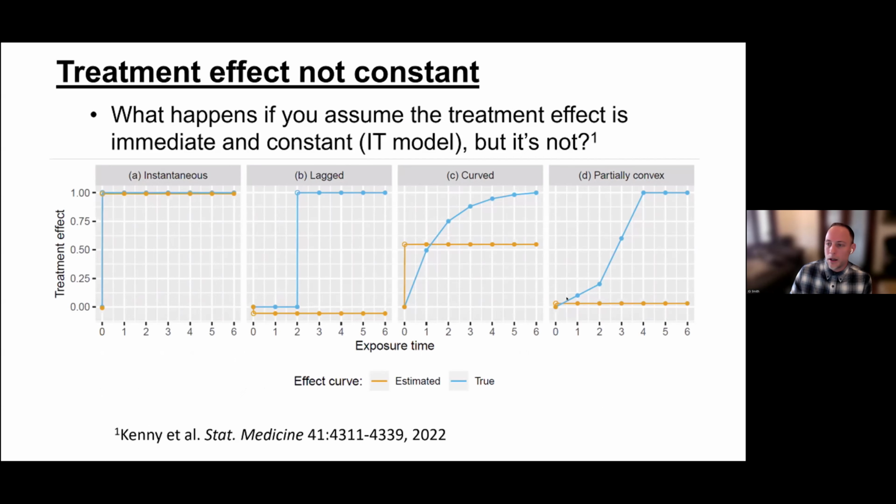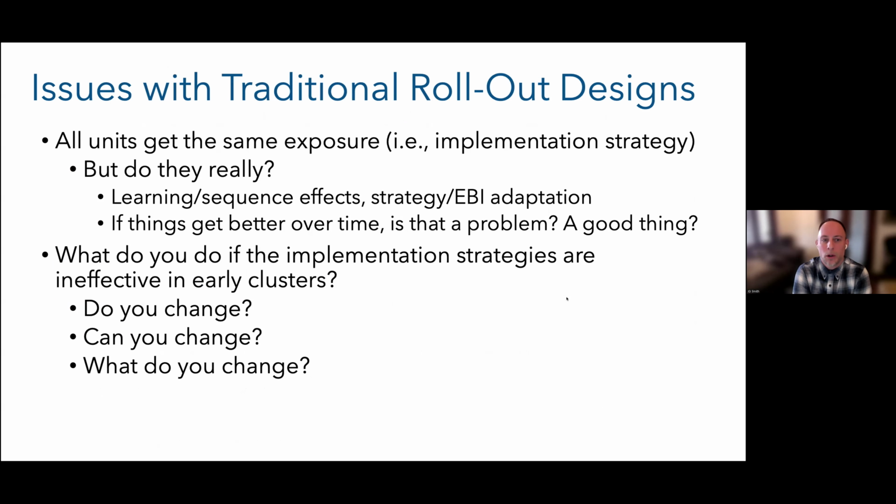Okay. So what are some issues too with traditional rollout designs? This is kind of getting us thinking about the ROIO. So in most traditional designs, all units get the same exposure. The implementation strategy is exactly the same. That is an underlying assumption that you typically have to get met to do the analysis models for a stepped wedge. But in reality, especially in implementation and pragmatic studies, is that really the case?